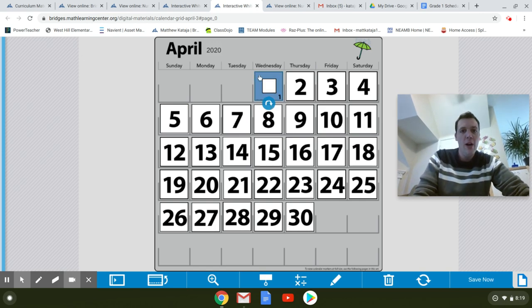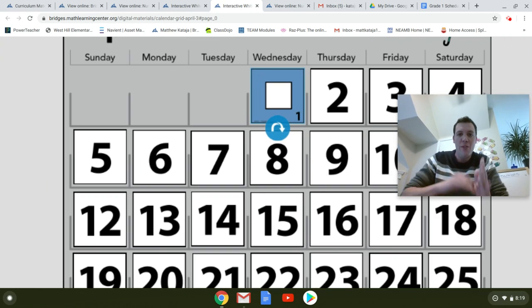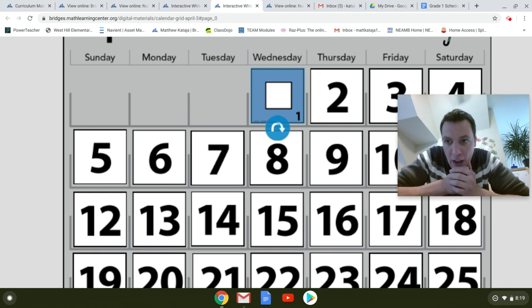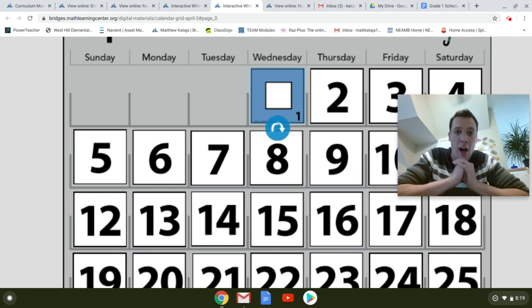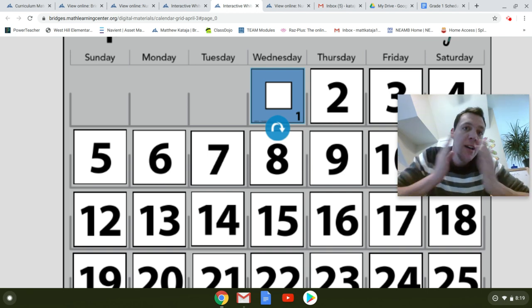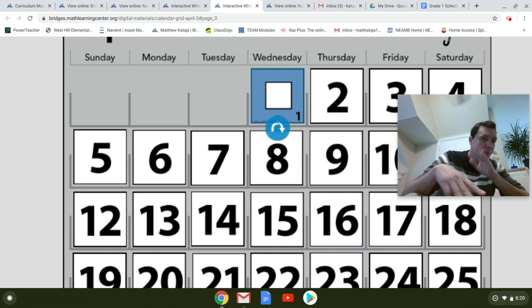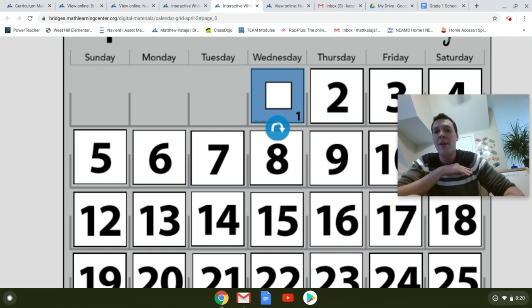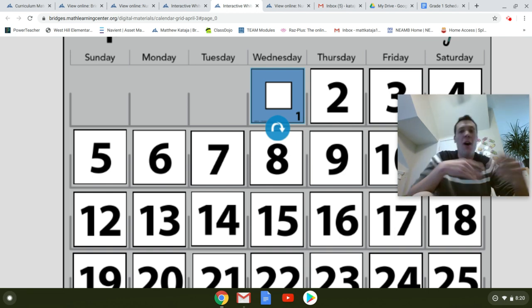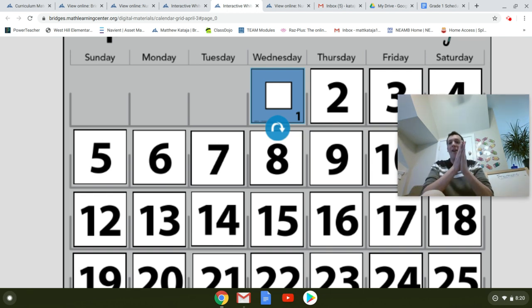Okay, so what do we notice? What shape do we have there? It has how many sides? 4. Are the sides all equal? Yes. Is it a quadrilateral? Yes. Are the angles box angles? Yes. We know it's a square. Is a square 2-dimensional or 3-dimensional? 2-dimensional. Why is it 2-dimensional? Because it's flat. Oh, you are all so smart. So we have our square.